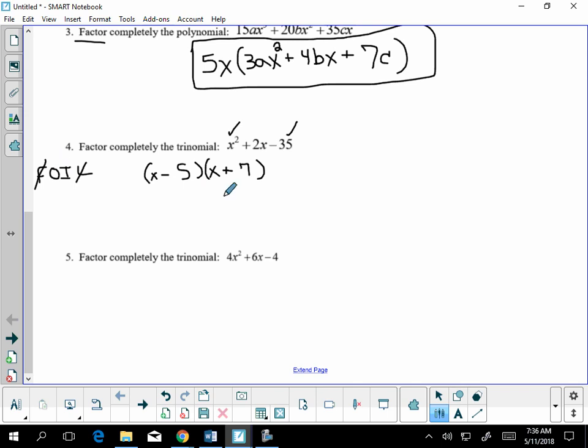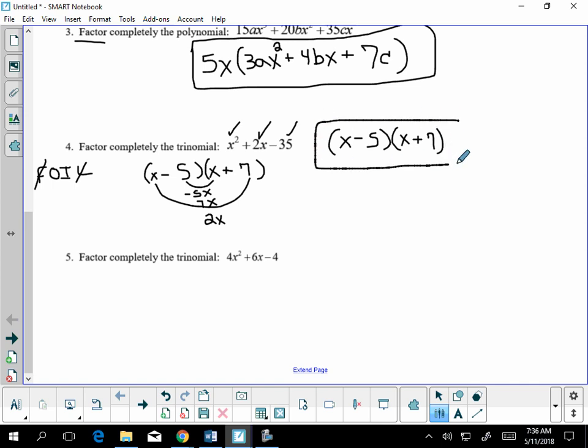Well, now I need to check my outer terms, and I need to check my inner terms. Negative 5 times x is negative 5x. x times 7 is 7x. Negative 5x plus 7x is 2x. That matches up. So my answer is x minus 5, x plus 7. If at all in doubt, you can always FOIL that out and double check it. All right.